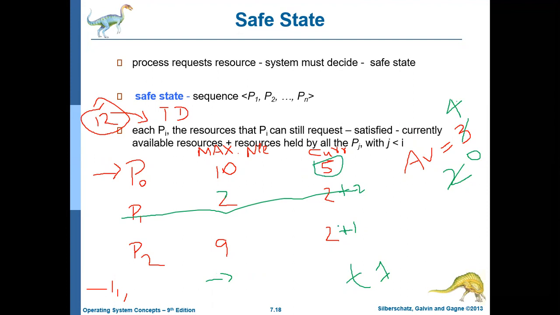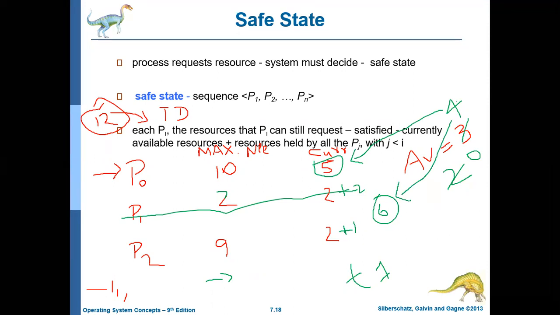And P2 needs how many tape drives? It needs 9 in total. Already it got 3, so it needs 6 more tape drives, and we don't have that, because the available tape drives are 4. So these 4 tape drives cannot satisfy the requirement of P0, and also cannot satisfy the requirement of P2. So the system will enter into a deadlock or an unsafe state.